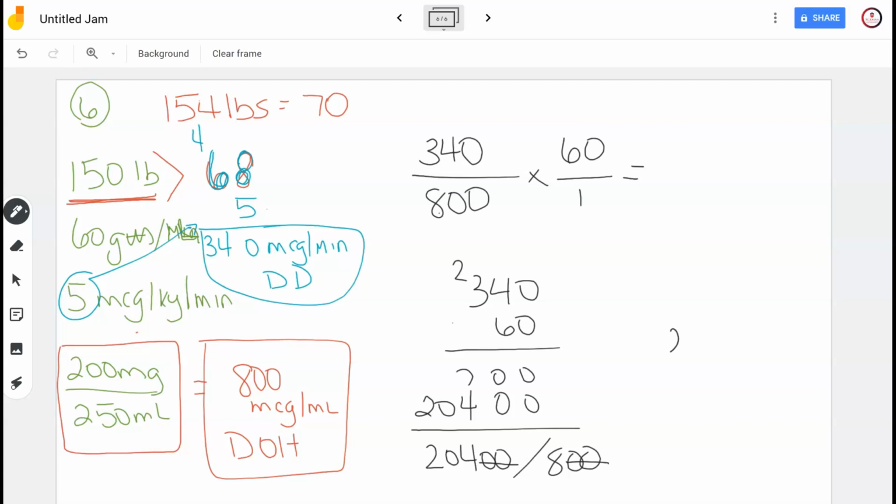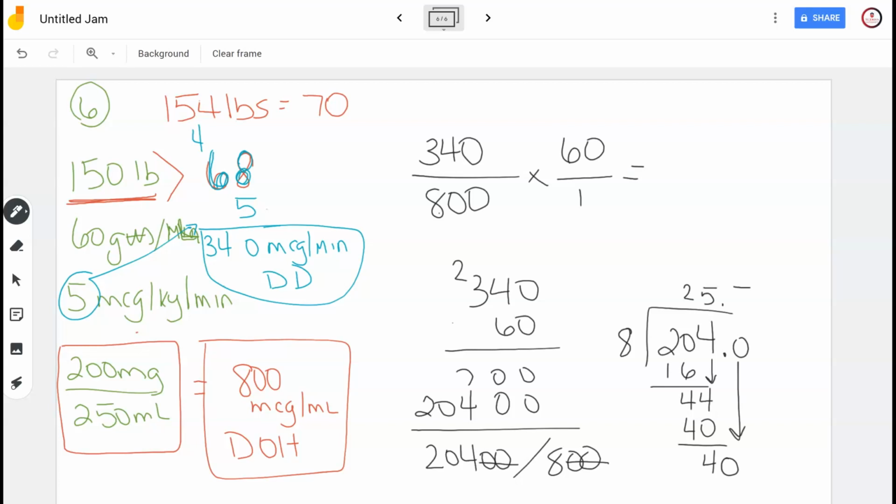So you have 204 divided by 8. 8 goes into 20 twice. That's 16, 4. 8 goes into 44 5 times. Drop your extra 0. 8 goes into 40 5 times. So your drip rate is 25.5 drops a minute.